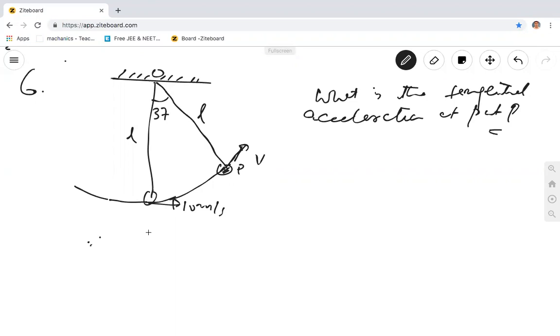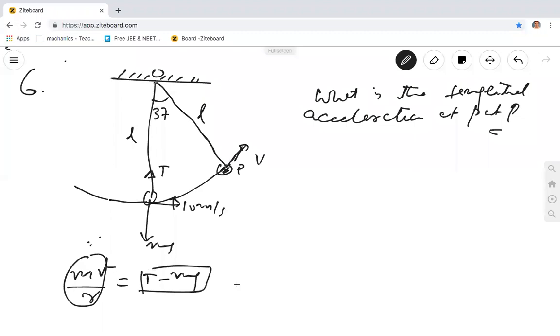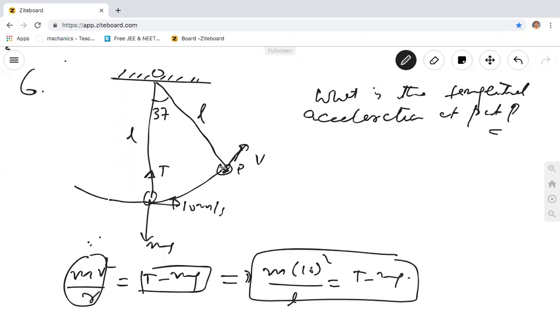If I ask you to write the equation here, possibly you'll say, yes, it is mg, it is tension T, and mv square by r is equal to T minus mg. This is the equation, these are the agents which provide the force. And you will write m is m and v square is 10 square by r, possibly this may be given, it is T minus mg. Many things will be given and you will get the answer. But I want tangential acceleration here at this point.